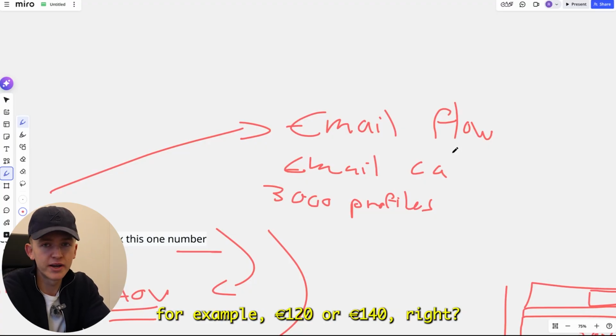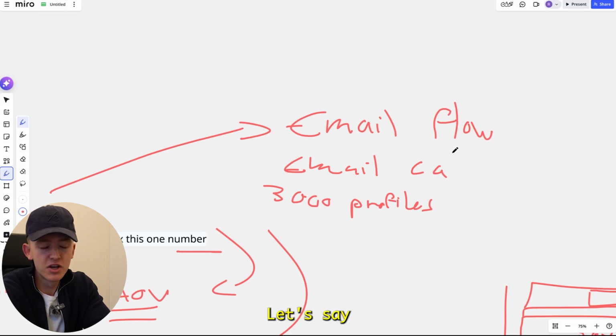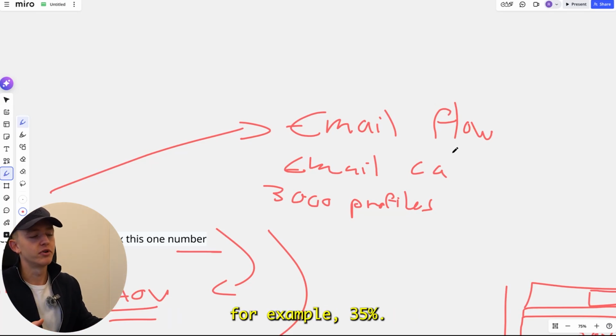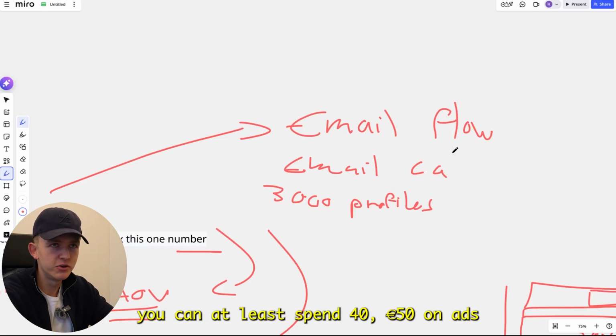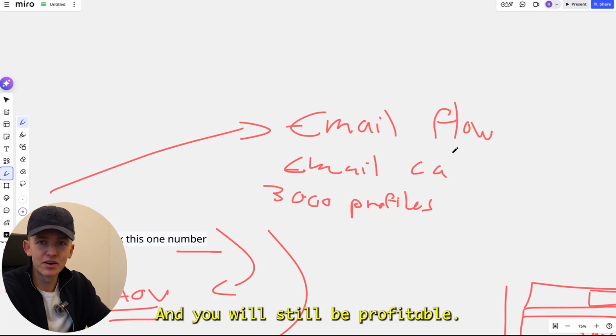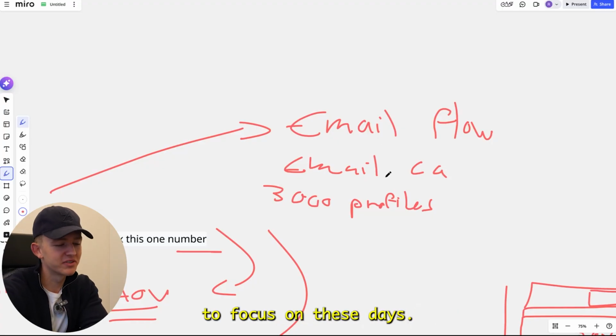which means we can spend more money on ads because our average customer spends, for example, 120 or 140 euros, right? Let's say you want to target a ROAS of 3 and then you have a margin of, for example, 35%. Then you know, okay, you can at least spend 40, 50 euros on ads to achieve 1 customer acquisition and you will still be profitable. And that's what you need to focus on these days, guys.